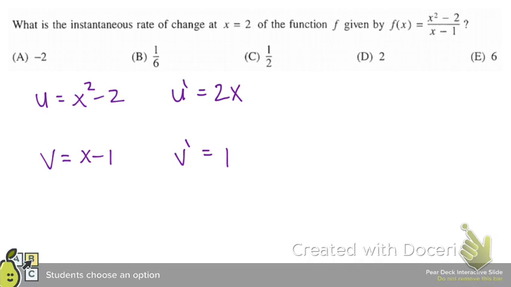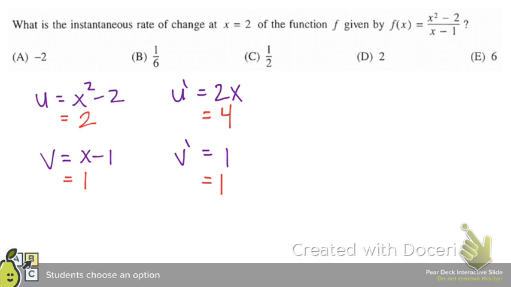So if I plug in 2 to u, I get 2 squared, which is 4, 4 minus 2, which is 2. If I plug in 2 to v, I get 2 minus 1, that's 1. If I plug in 2 to u prime, I get 2 times 2, that's 4. And then v prime is obviously still 1.